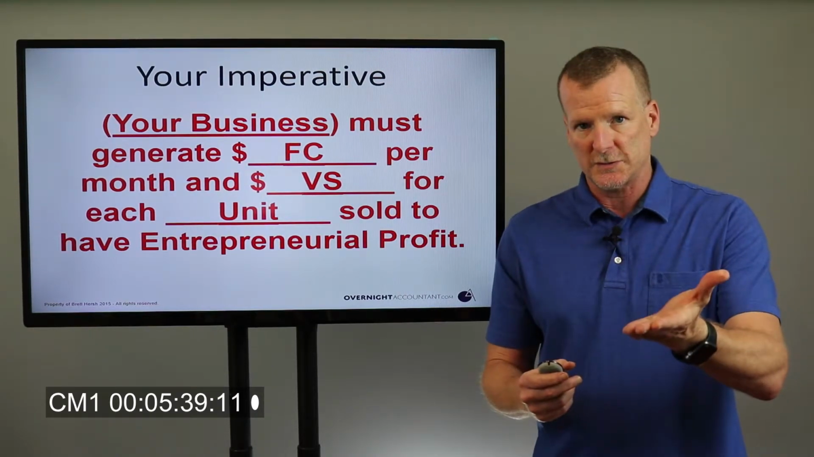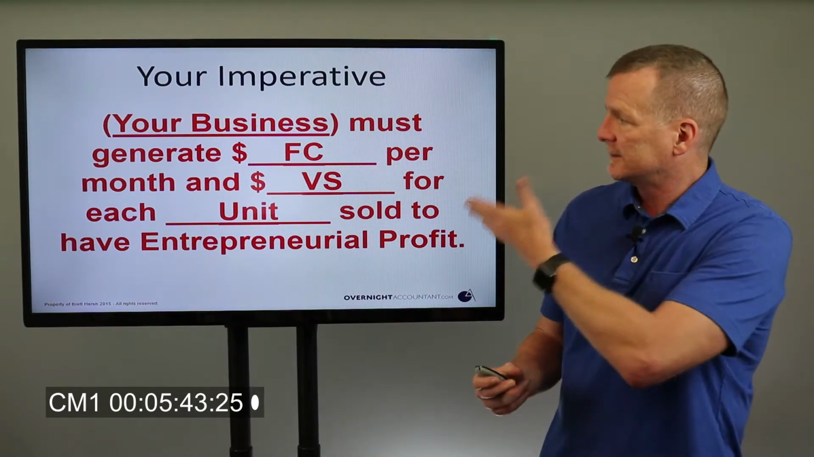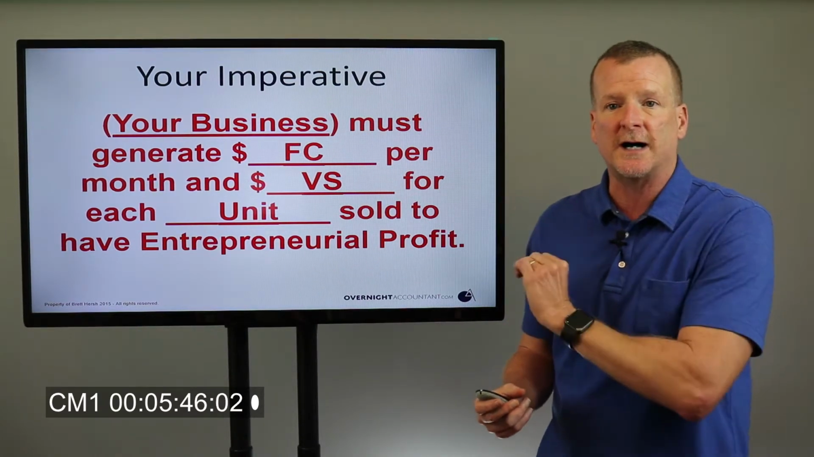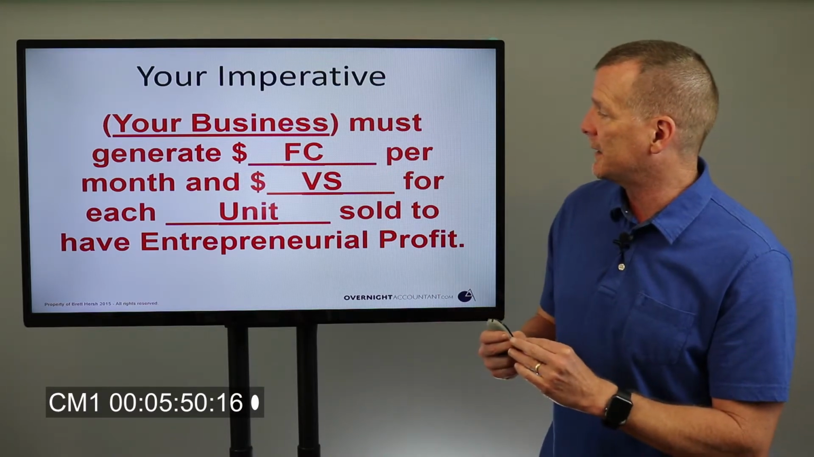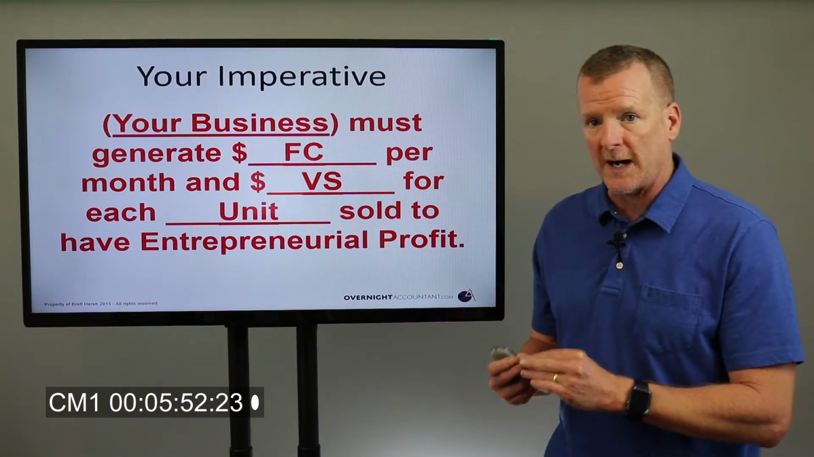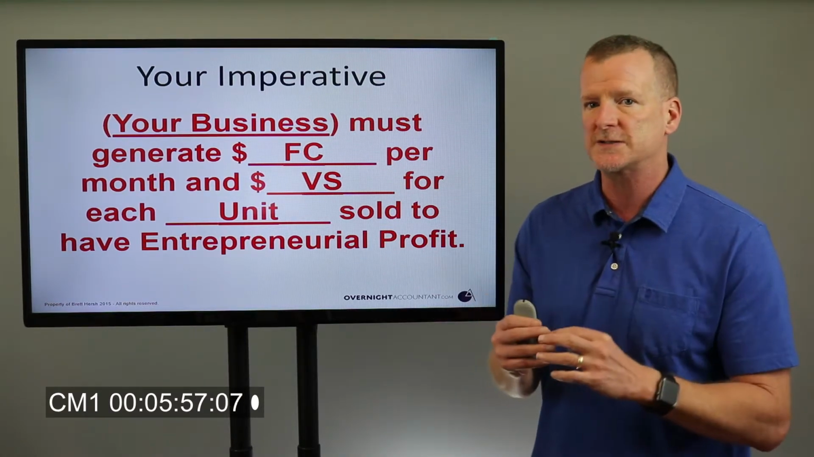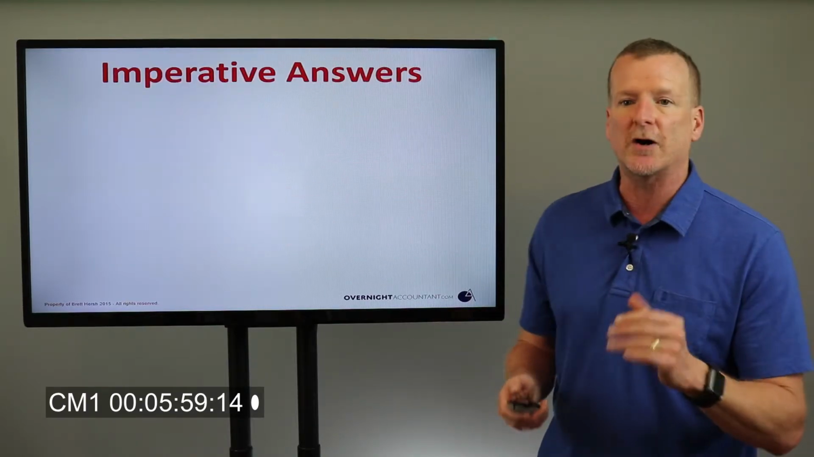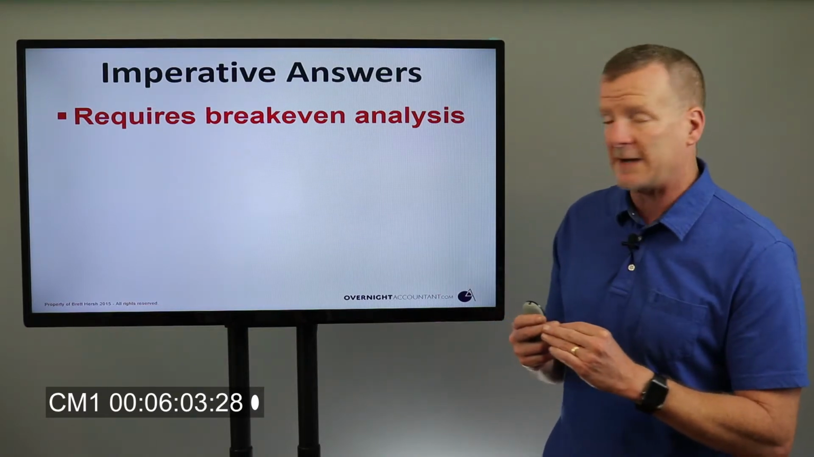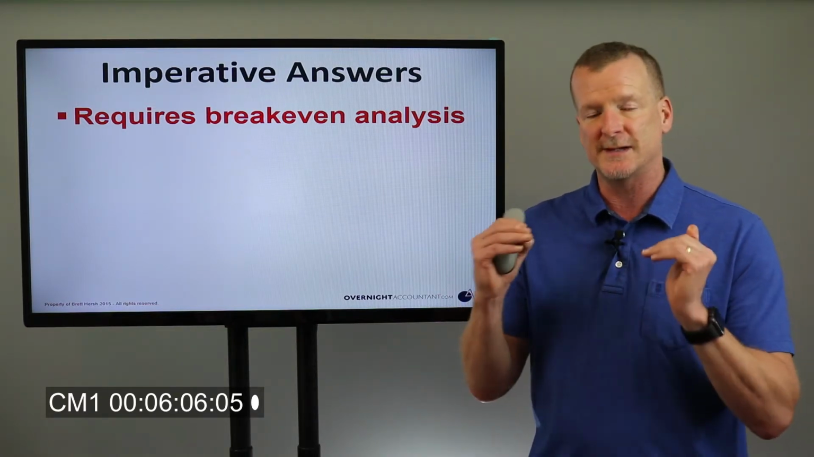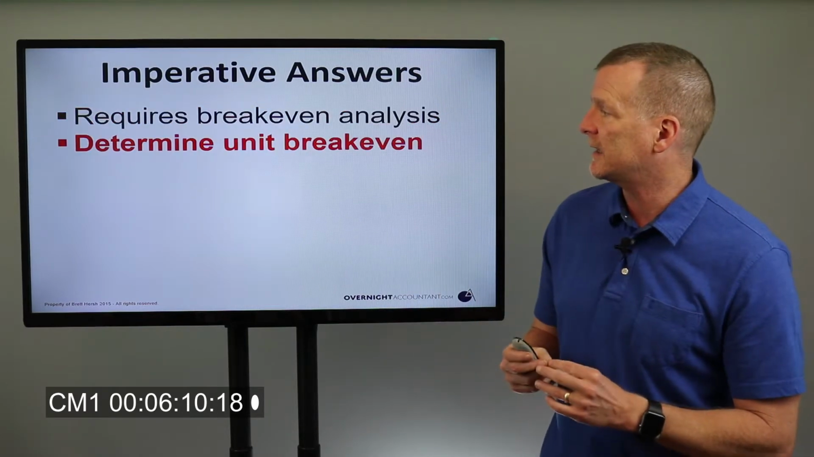Now let's look at this as your business here. Your business must generate X amount of dollars to cover its fixed costs per month, per unit of time, and a certain amount of money to cover its variable costs. That should be VC there, I apologize. It says like versus, it's not, it's variable cost for each unit sold to have an entrepreneurial profit. So to arrive at the answers for your business imperative, to fill in those blanks, it's going to require break-even analysis.